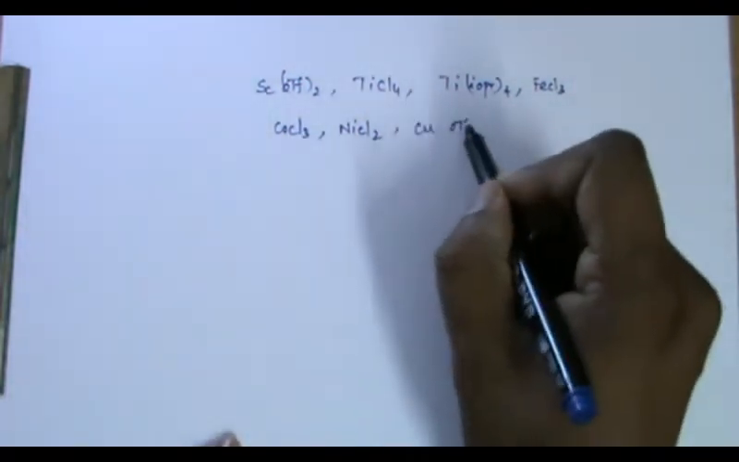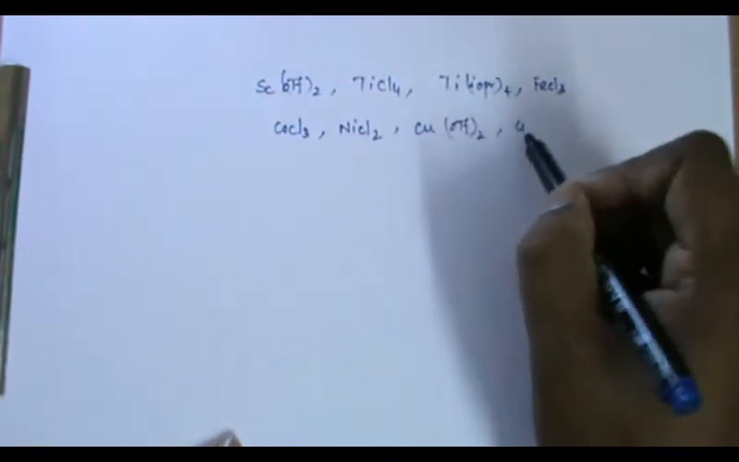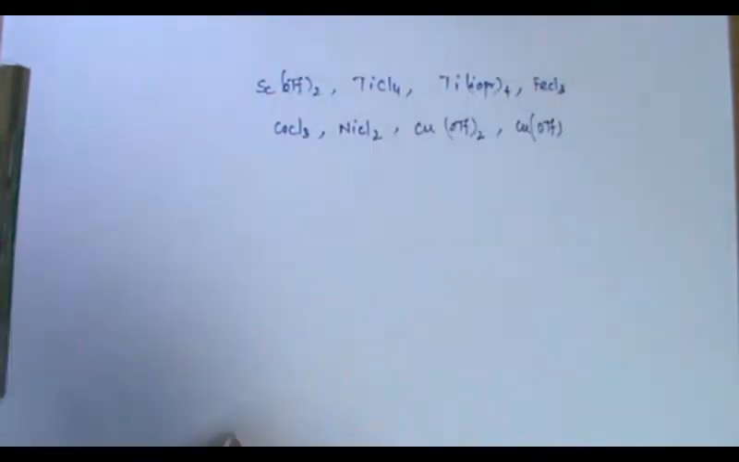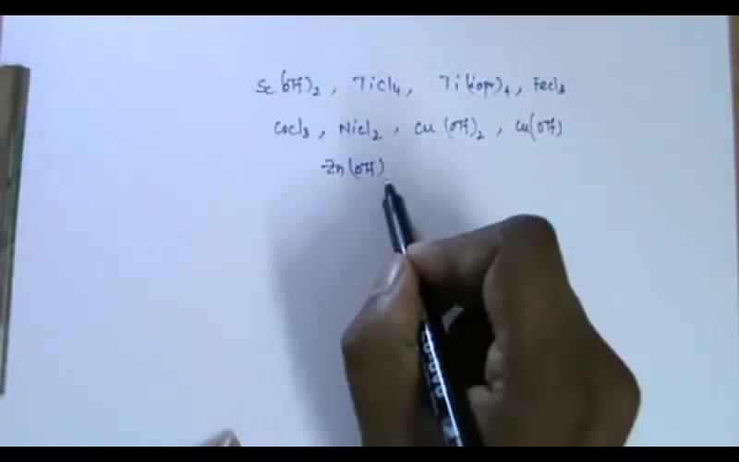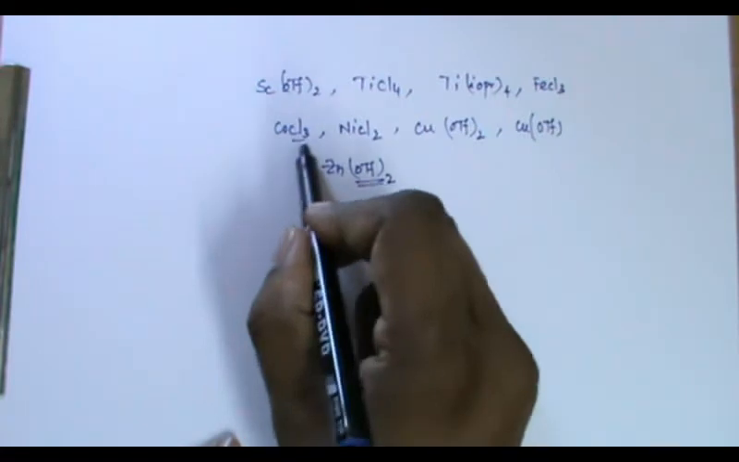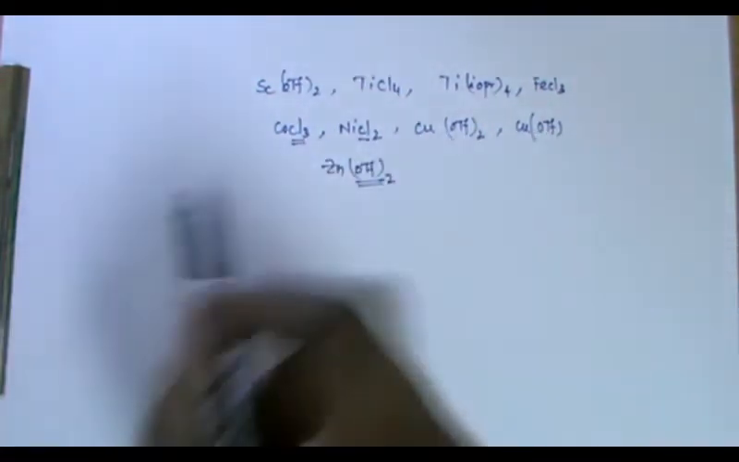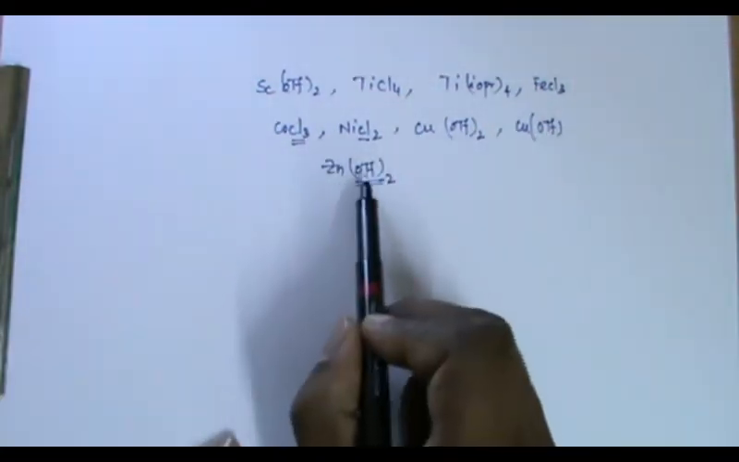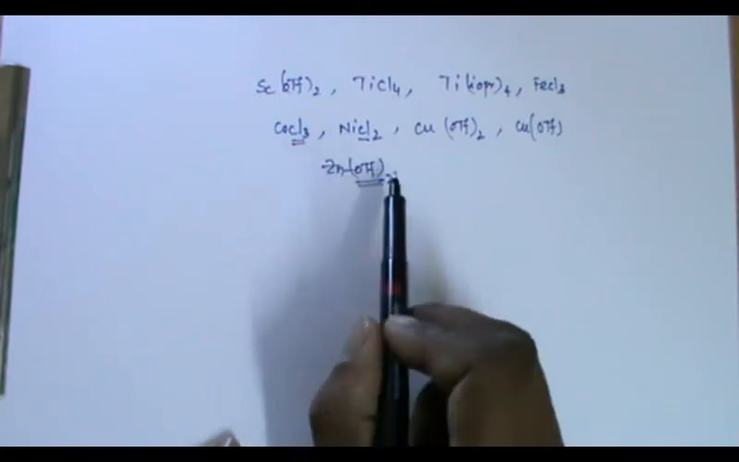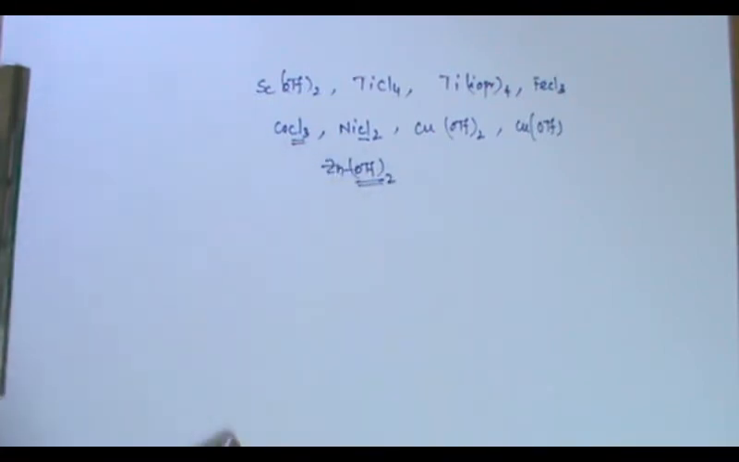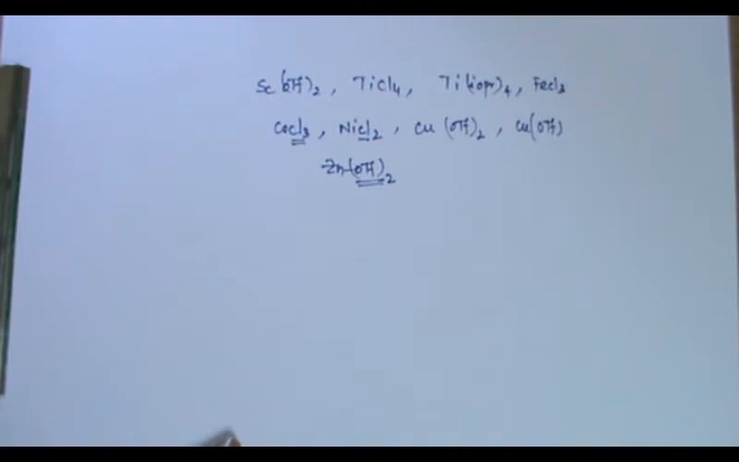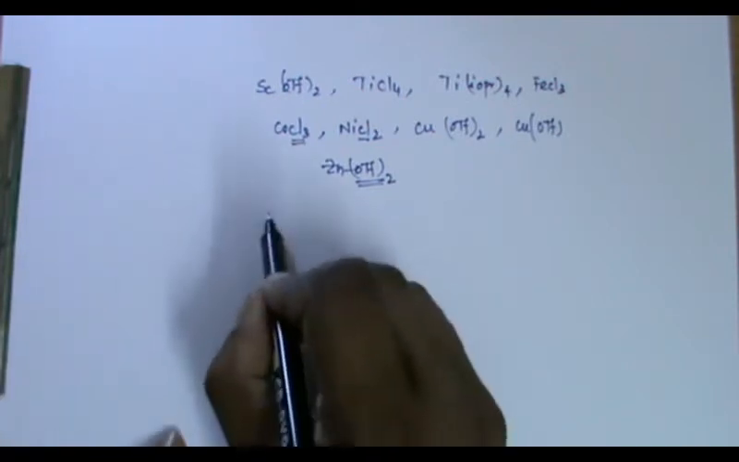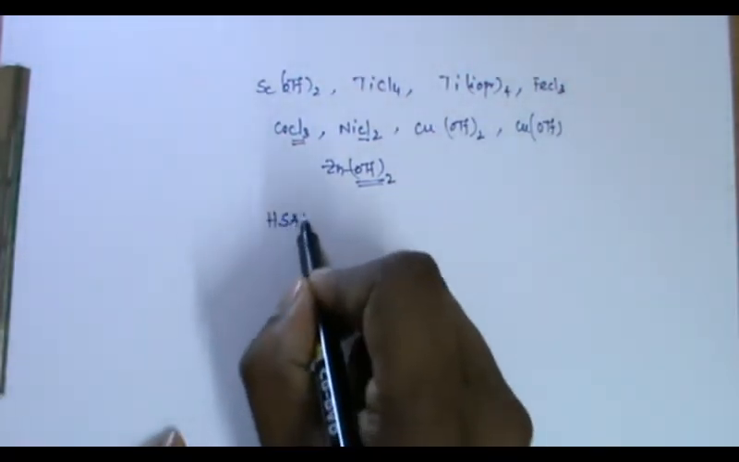Even copper triflate, maybe copper 2 or 1. Zinc triflate. I have attached some electron withdrawing group like Cl, Tf to the metal. The electron withdrawing group pulls the electron density from zinc, so there is more del plus on the metal, and the Lewis base donates a lone pair of electrons to the metal. But in this video, we are more focused on HSAB.